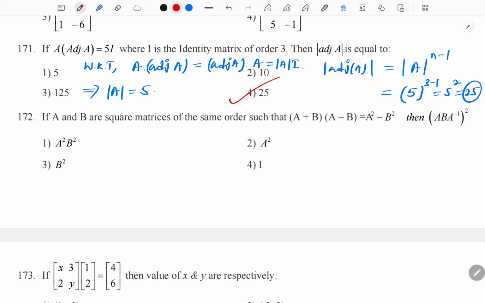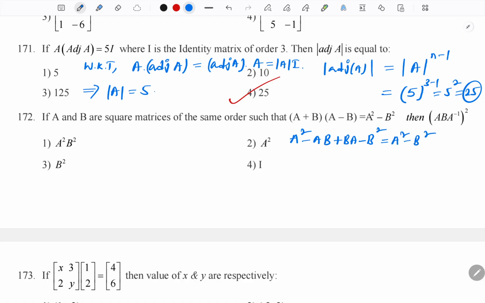Next one. If A and B are square matrices such that this one equals this one, then find out this one. First write this one: (A plus B) into (A minus B). First expand this one. How to expand, you know, right? In complex numbers you already studied. First this one into this one, this one into this one, and so on: A into A square minus AB plus BA minus B square. How much are they saying? A square minus B square, right?